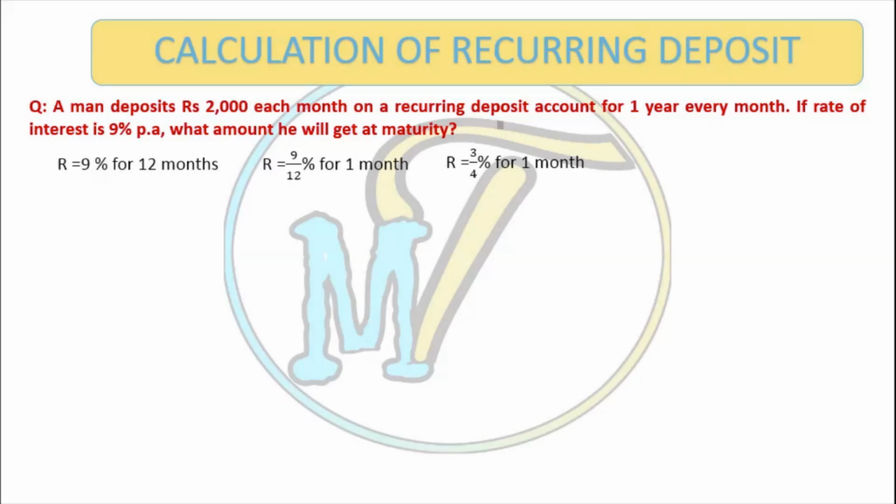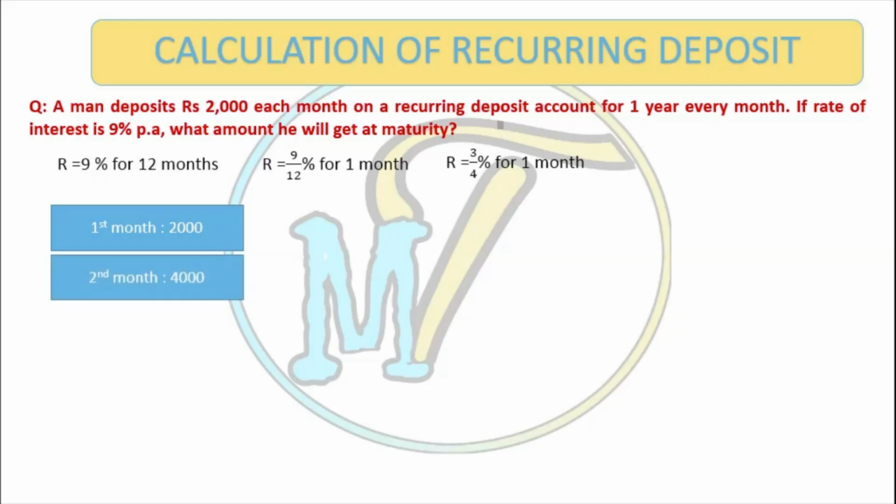Now, how does a recurring deposit actually work? In the first month, you deposit 2000, so that amount earns interest. In the second month, you deposit another 2000, meaning your new balance earning interest is 4000. In the third month, you add another 2000, bringing the total to 6000, and so on.